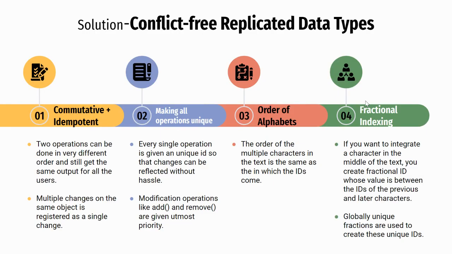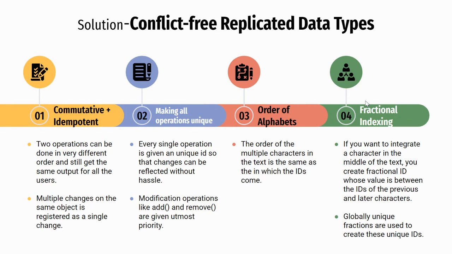Now, there are a few key concepts involved in CRDTs, which make the collaboration possible. The first thing is that commutative plus idempotent gives us synchronization. So, what is commutative? Two operations can be done in very different order, but the output should be the same for all the users after a finite amount of time. That is called commutative. Idempotent: multiple changes on the same object are registered as a single change.